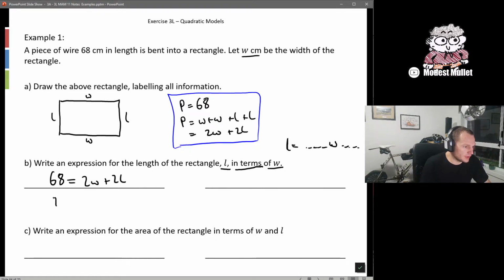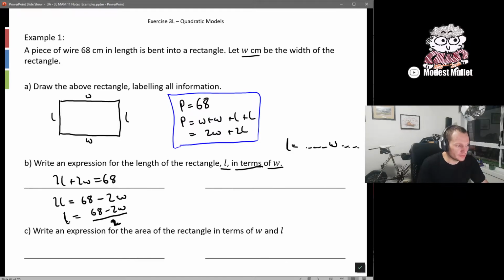Taking 2W from 68, we get 2L is 68 minus 2W, and we get L is equal to 68 take 2W, divided by 2. We now have an equation, L equals 68 minus 2W divided by 2, that shows us the relationship between length and W, and it's L in terms of W.